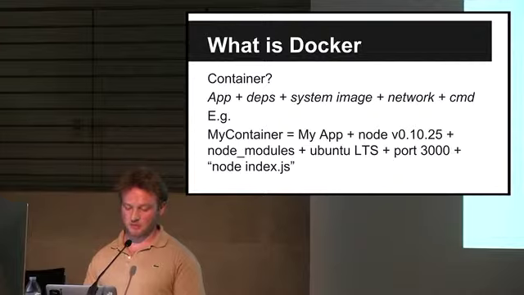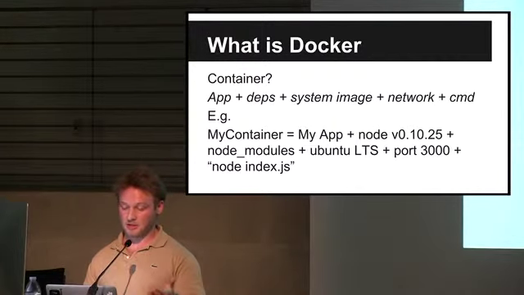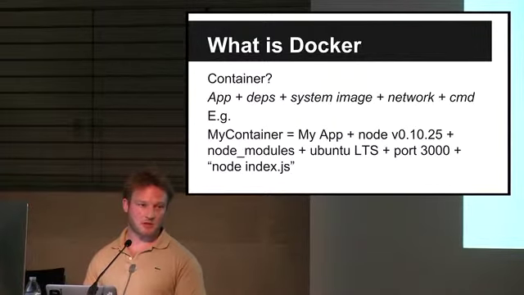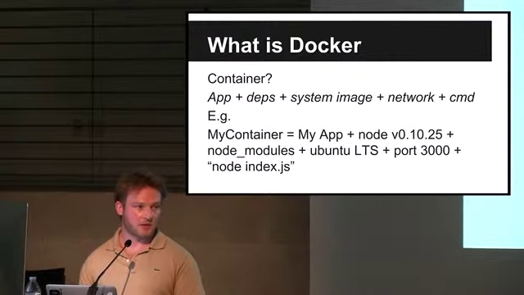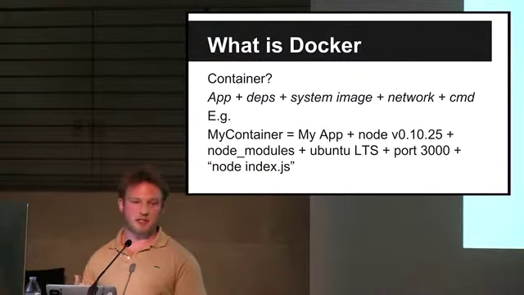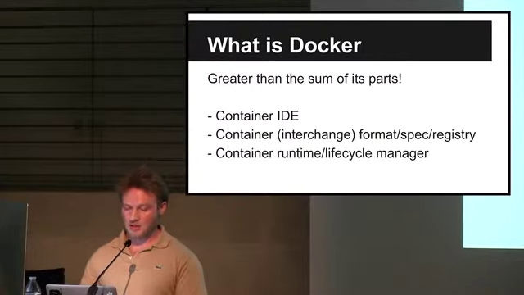So here's an example. My container equals my app plus Node version 10.25, plus Node modules, plus Ubuntu LTS, which is your system image, plus the network is exposing port 3000, plus a command to start your app, which might be something like node index.js. So that's sort of what a container is. It's a running instance of these things in the world of Docker. So that's really all Docker is.